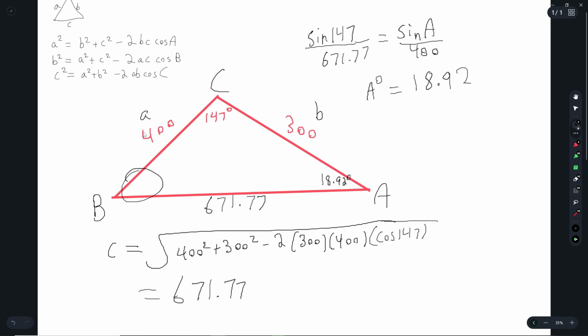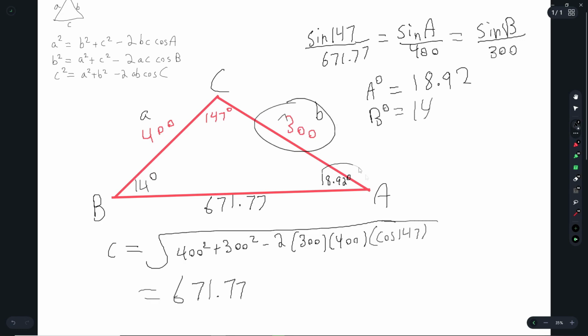This angle should be smaller since this is 400 and this is 300. So let's solve the next one. So sine B over 300. So angle B will equal 40. So the smallest angle looks at the smallest side, and then the second smallest angle looks at the second smallest side. Then the greatest angle looks at the greatest side. So that's our second triangle.